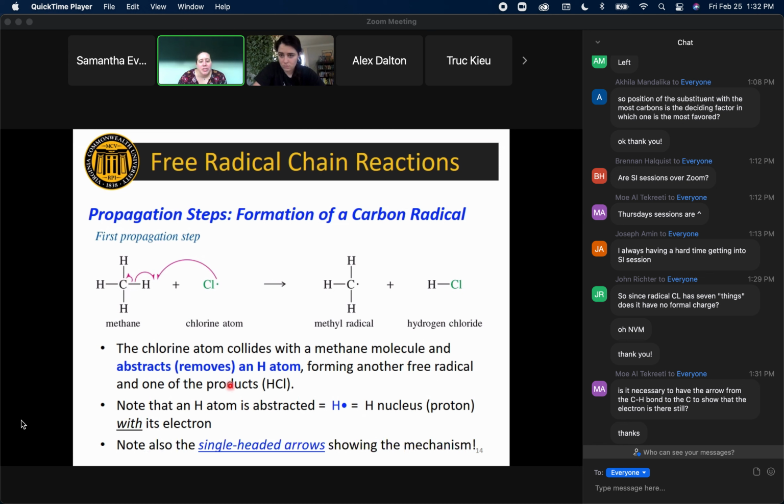Also, again, here, we're moving only single electrons around. So they might become pairs of electrons, but one electron came from this bond and one electron came from over here. So we're using our single-headed arrows here.